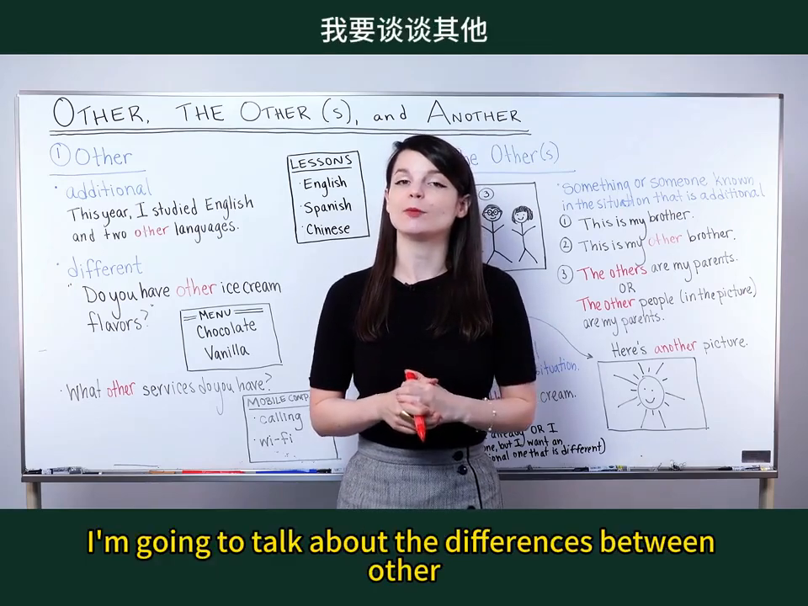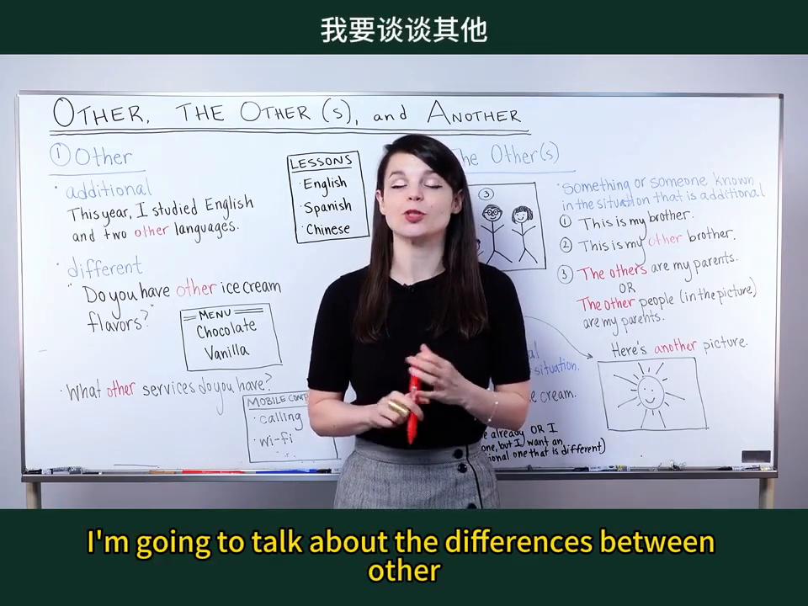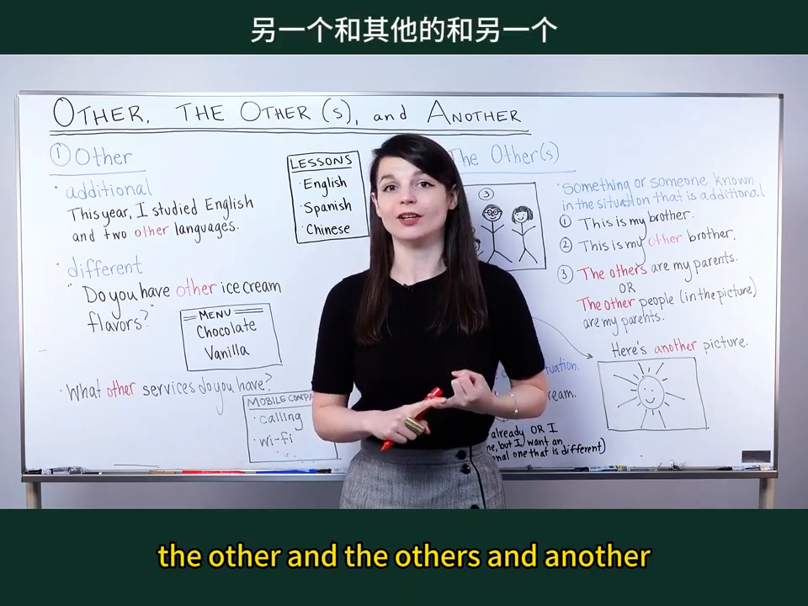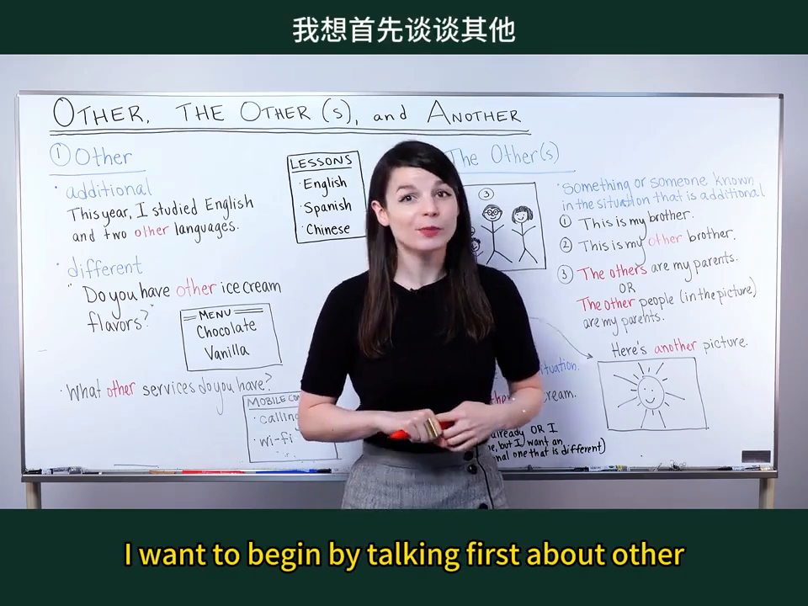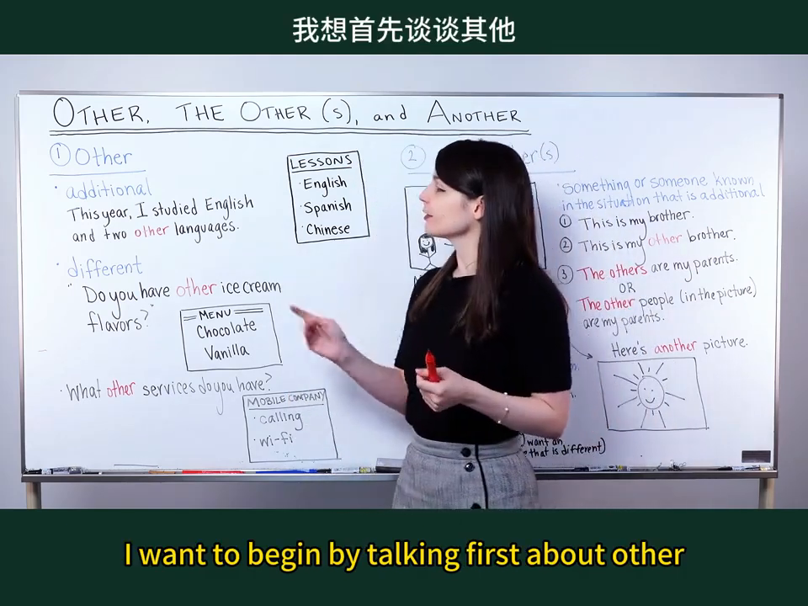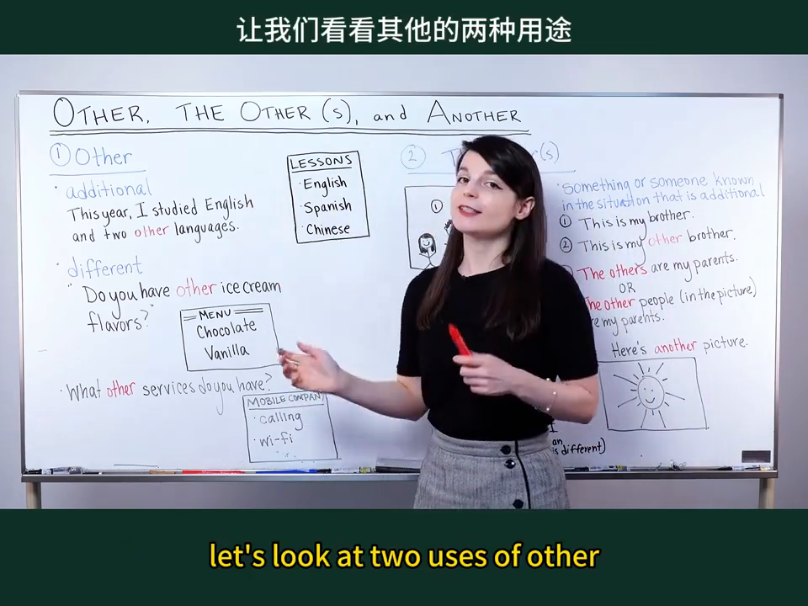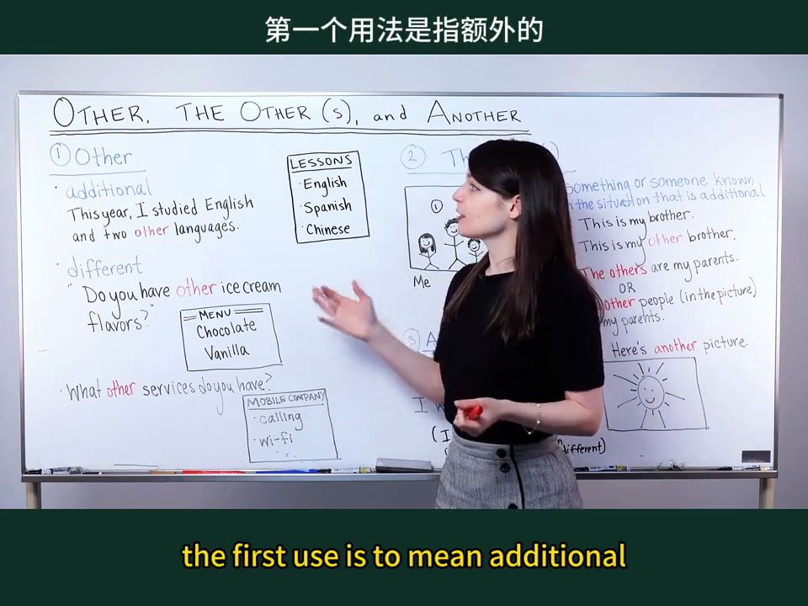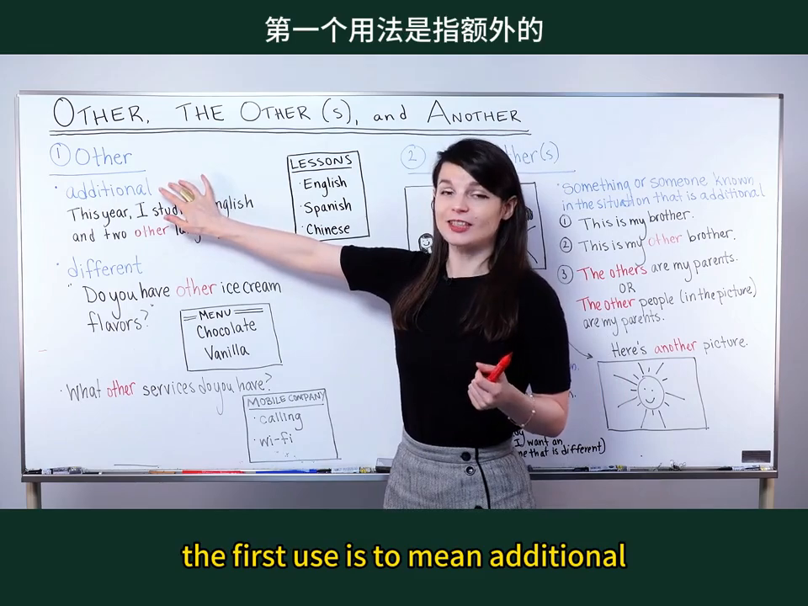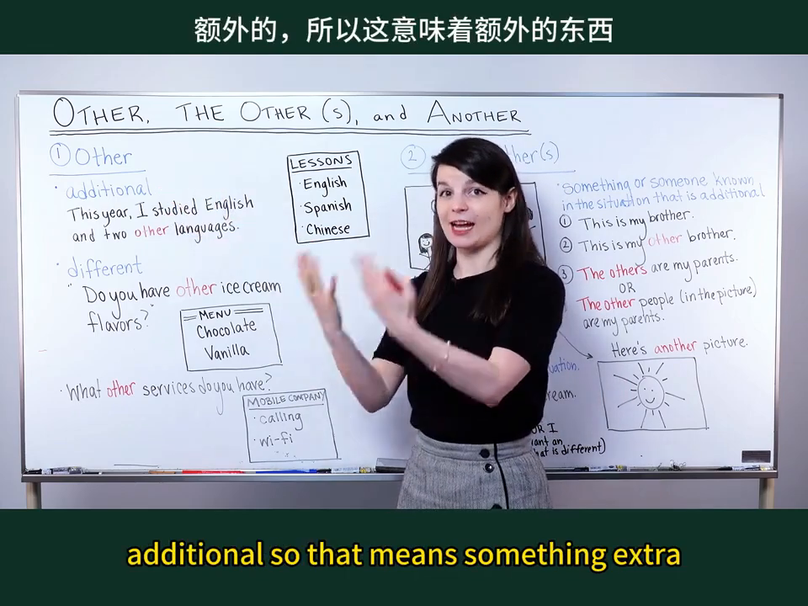In this lesson, I'm going to talk about the differences between other, the other, the others, and another. Let's get started. I want to begin by talking first about other. Let's look at two uses of other. The first use is to mean additional. So that means something extra.